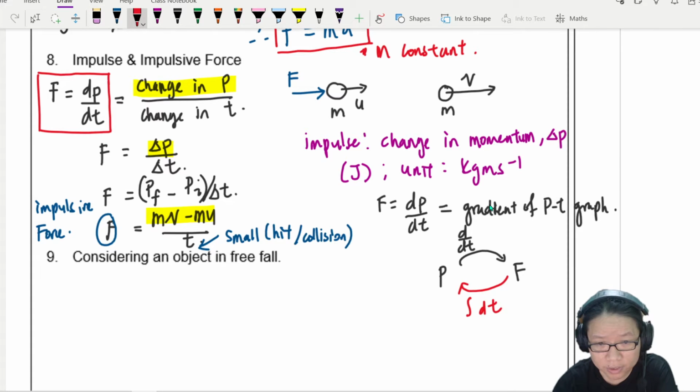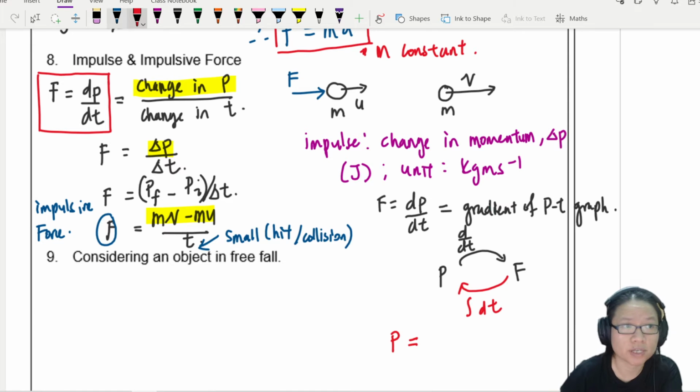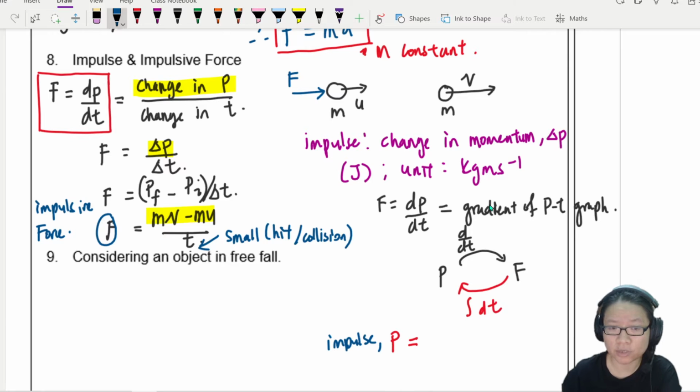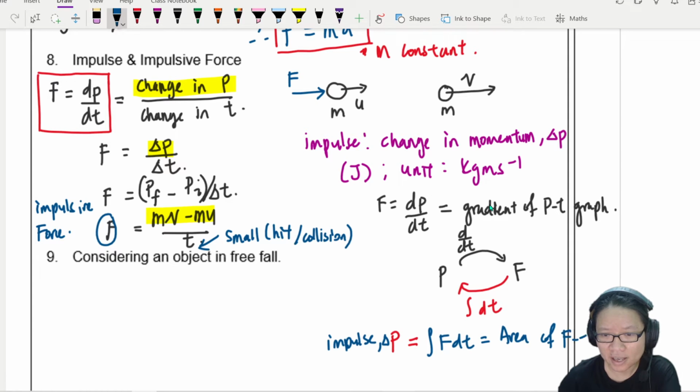But if you don't know calculus, then what this means is, if F is the gradient of the p-t graph, then in the reverse direction, the change in momentum, which is the impulse, will be equal to the integration of F dt. Or in other words, this is the area of the F-t graph.